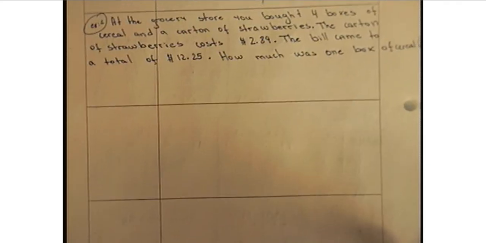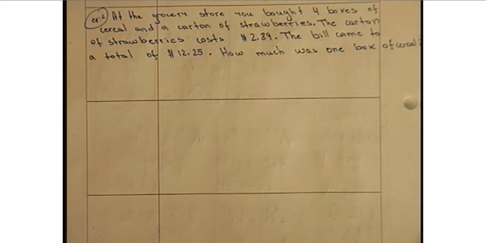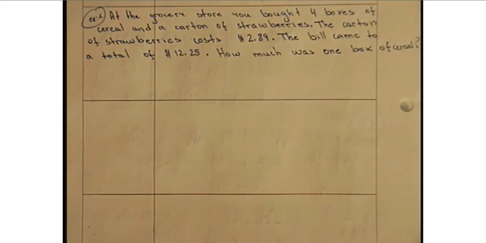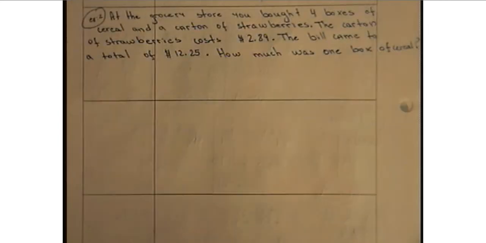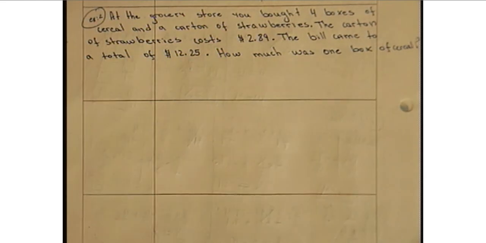So the next example will be a word problem. I'm going to read the problem for you and we will align what the important information is. If you choose not to write the problem, at least make sure you write what is given, what is the important information, and then we'll do the solution. At the grocery store, you bought 4 boxes of cereal and a carton of strawberries. The carton of strawberries cost $2.89. The bill came to a total of $12.25. How much was 1 box of cereal?